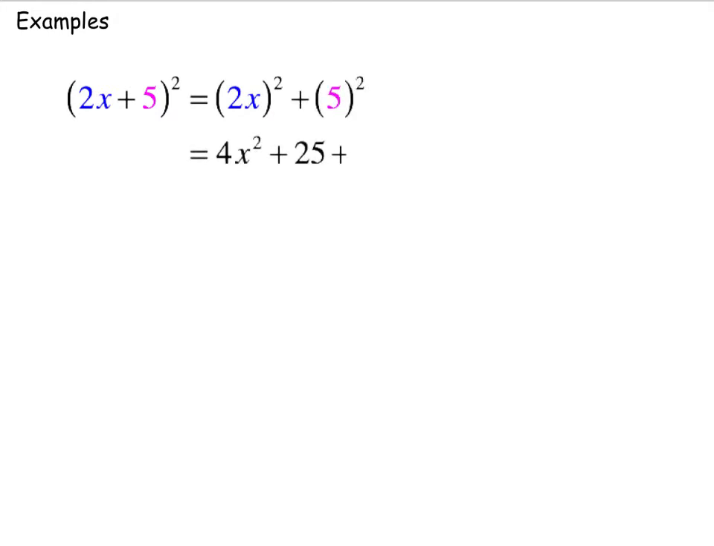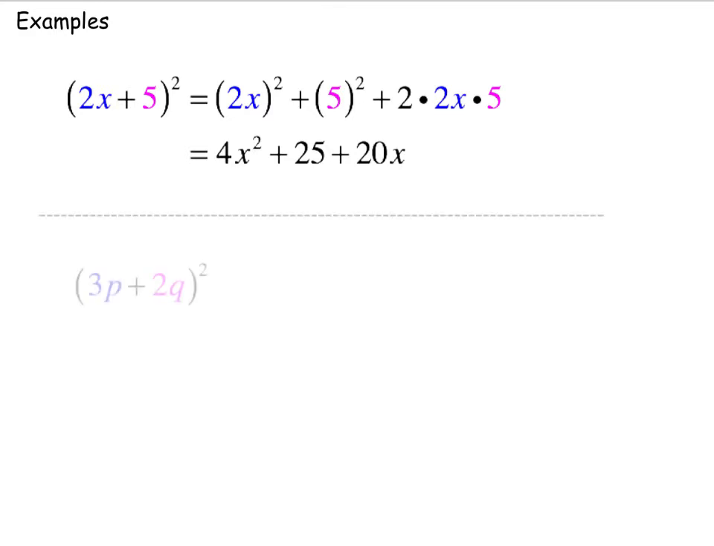Here are some examples. They might seem a little familiar. To find the square of 2x plus 5, we square the first term, 2x, and get 4x squared. We square the second term, 5, to get 25. Finally, we add both of these to twice the product, or 2 times 2x times 5, which is 20x, so the whole thing becomes 4x squared plus 25 plus 20x.